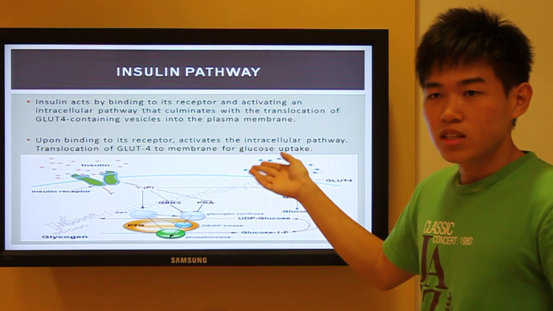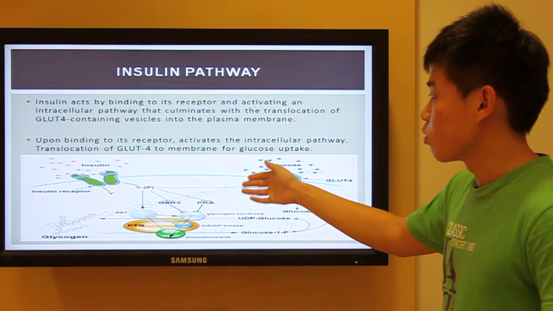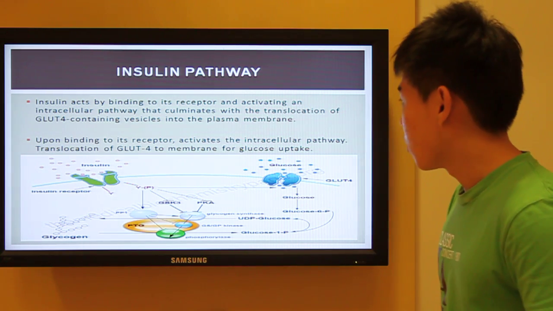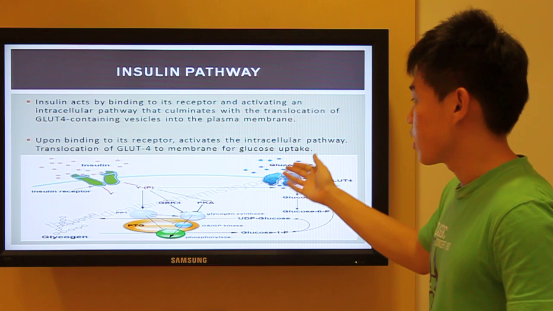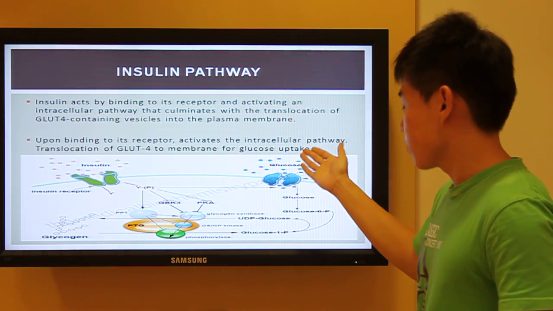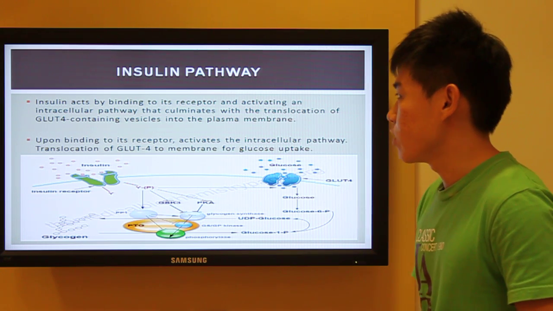As to how insulin helps to uptake glucose, it is via the GLUT4 glucose transporters. When insulin binds to the receptors, GLUT4 transporters will be translocated to the plasma membrane. You will have a conformational change, so glucose will be taken up into the cell to regulate the blood glucose level.